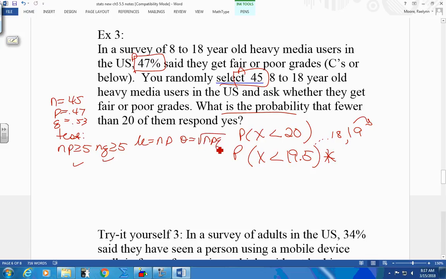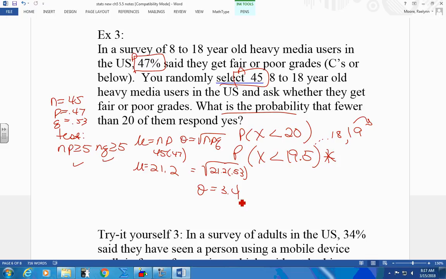N times P is what you did here, 45 times 0.47. So your mean was 21.2. And your standard deviation, just take 21.2 and multiply it by 0.53. And take the square root. Don't forget to take the square root. And your square root is 3.4. It's in your book. So they did it for us.